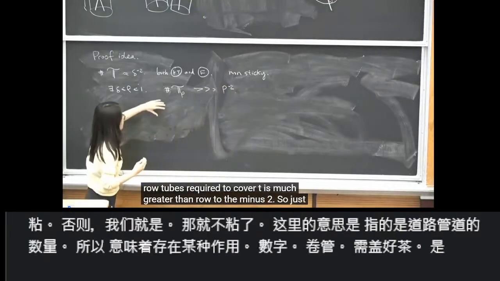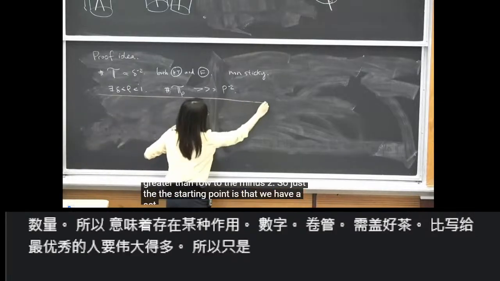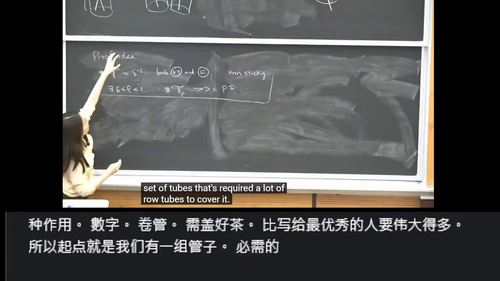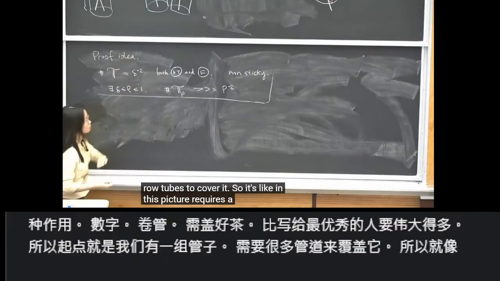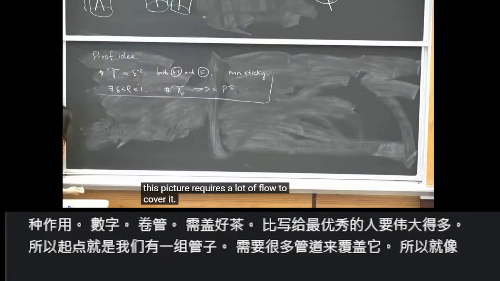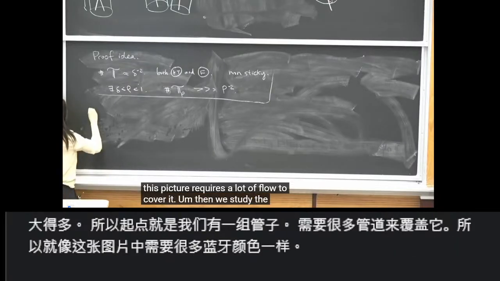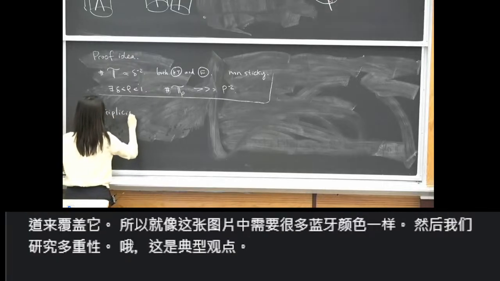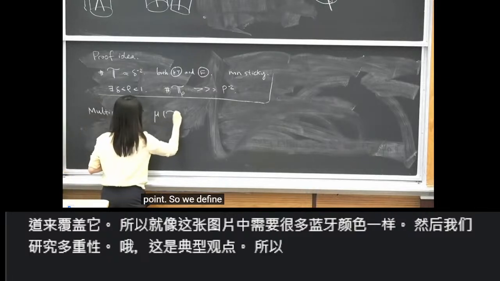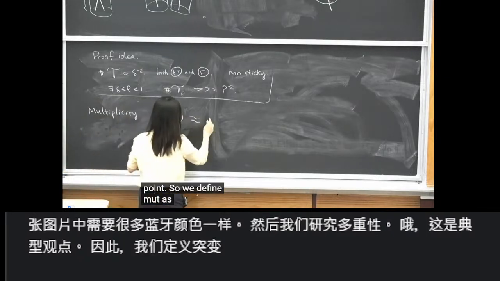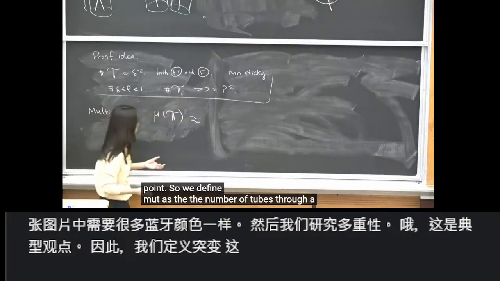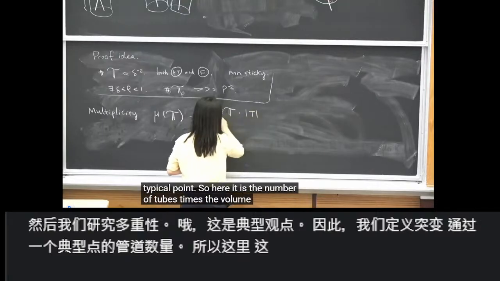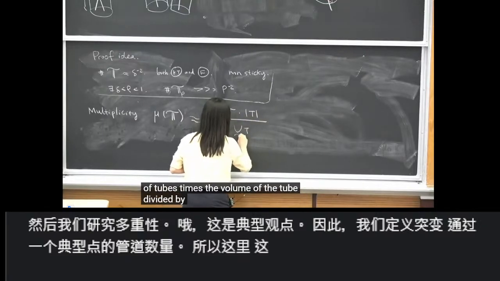So the starting point is that we have a set of tubes that requires a lot of rho tubes to cover it. It's like in this picture, it requires a lot of rho tubes to cover it. Then we study the multiplicity of a typical point. So we define mu T as the number of tubes through a typical point. So here it is the number of tubes times the volume of a tube divided by the volume of the set.